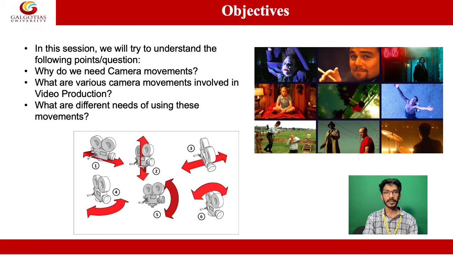So let's start with discussing the objectives of this session. In this session today, we will try to understand the following points. The first is, why do we need different camera movements? Second is, what are the various camera movements involved in video production and filmmaking process? Third is, what are the different needs of using different types of camera movement and how they play a vital role in describing the scene.